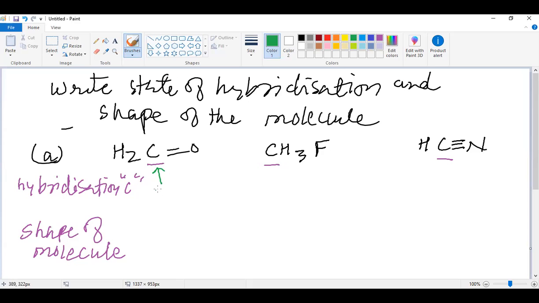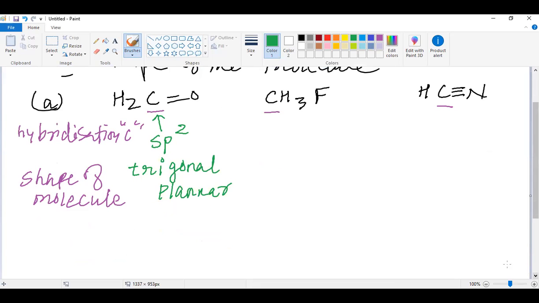sp2. Very good. What is the shape? If we have sp2 hybridization, what is the shape? Tetrahedral? No, sp2 is not tetrahedral. Trigonal planar. Sometimes we also call it triangular planar.